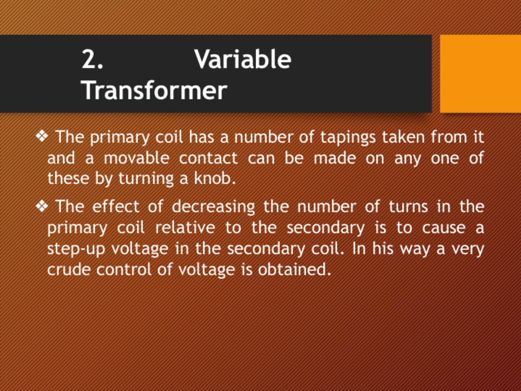The key idea here is that when we decrease the number of turns in the primary coil relative to the secondary, it causes a step-up in voltage in the secondary coil. This means we can increase the voltage delivered to the load by adjusting the tapings, providing a very crude but useful way to control voltage. This is essentially the principle behind a variable transformer, sometimes called a variac.